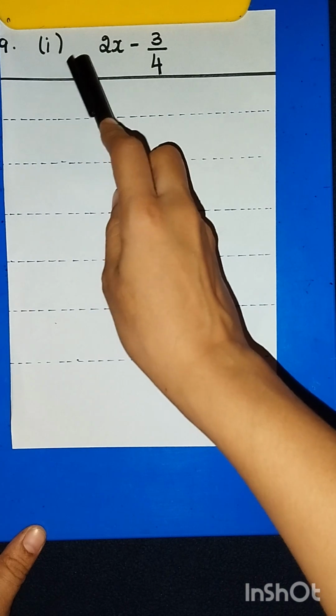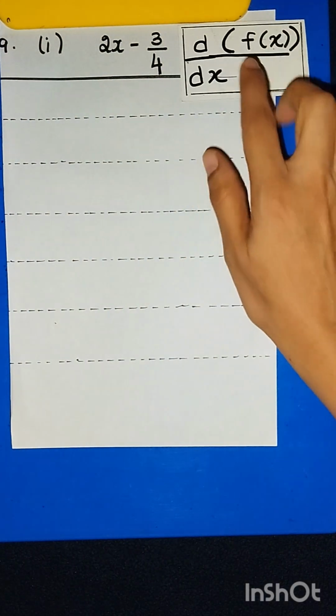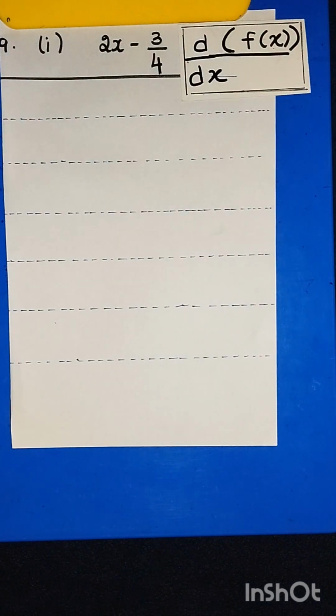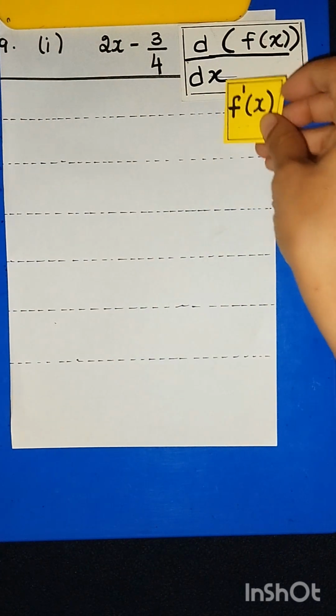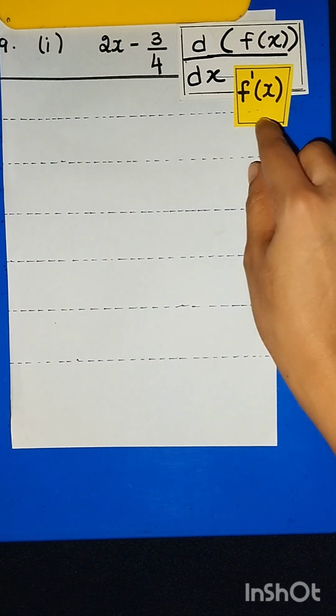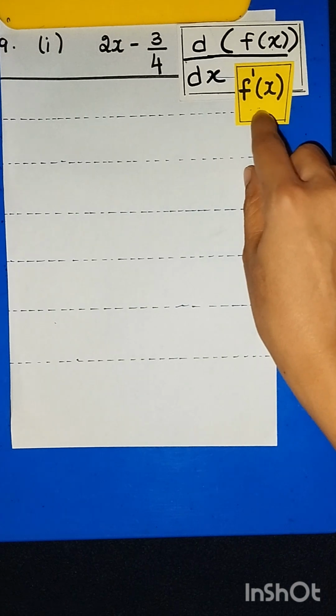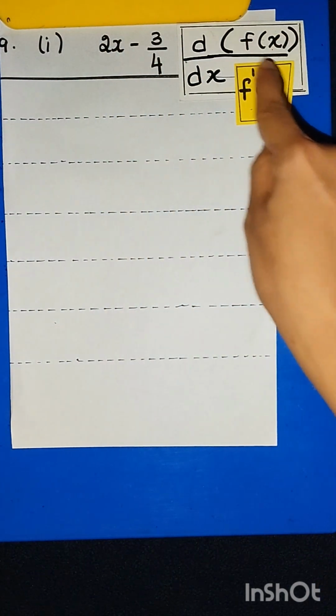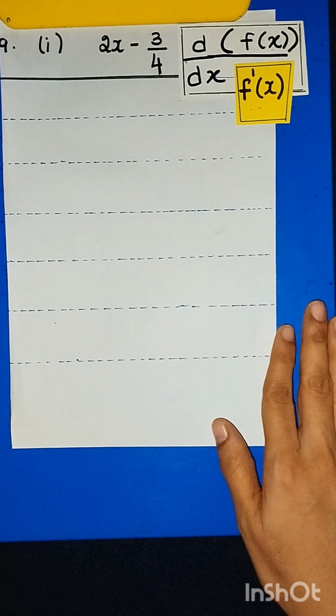So in question number 9, the first one, (2x minus 3)/4. So we have to find the derivative of this function. A function is given to us, we have to find the derivative, which is also represented as f dash of x. So this is f of x, we have to find the derivative of f of x, which is nothing but f dash of x.